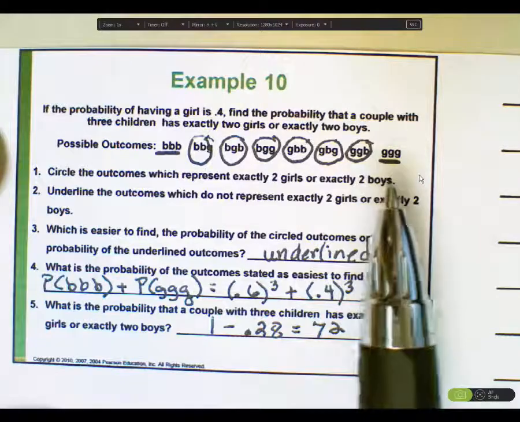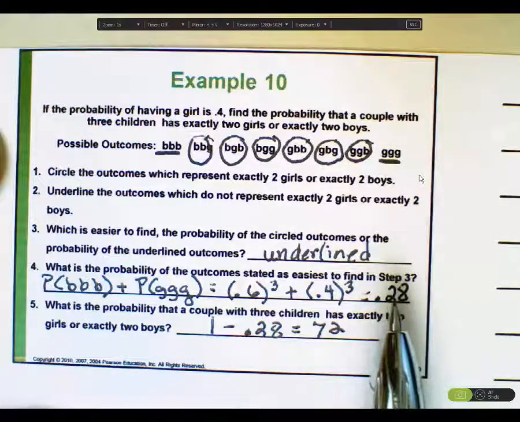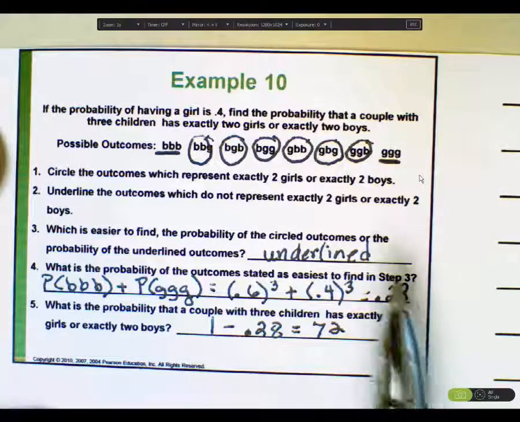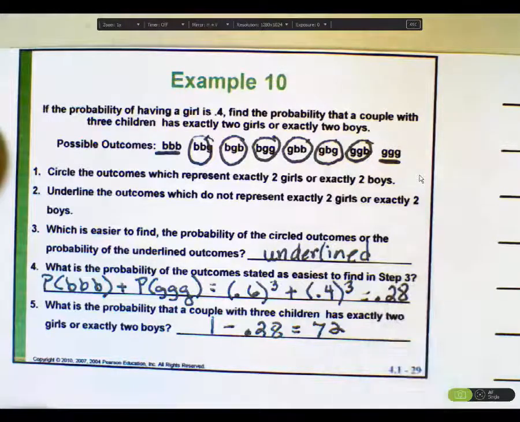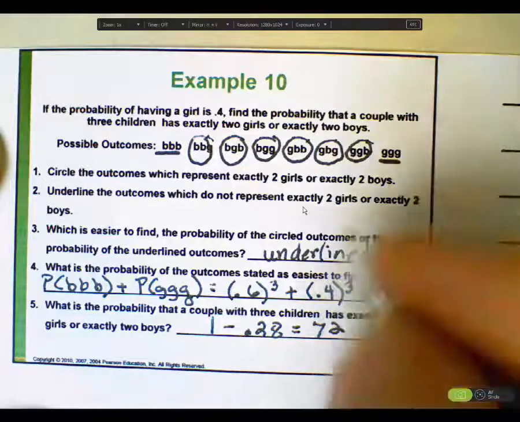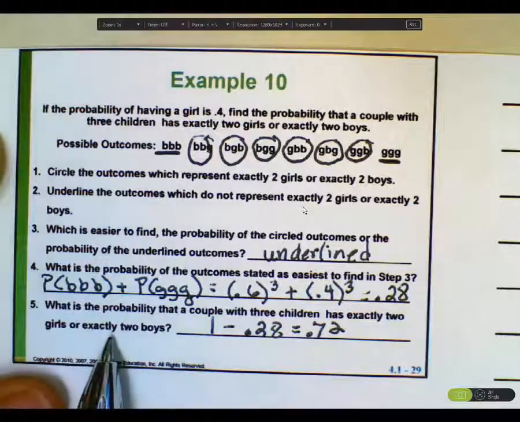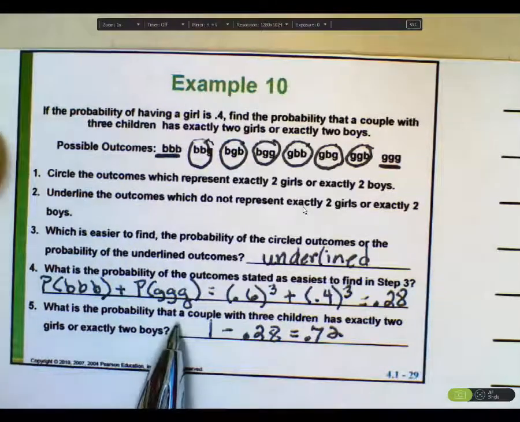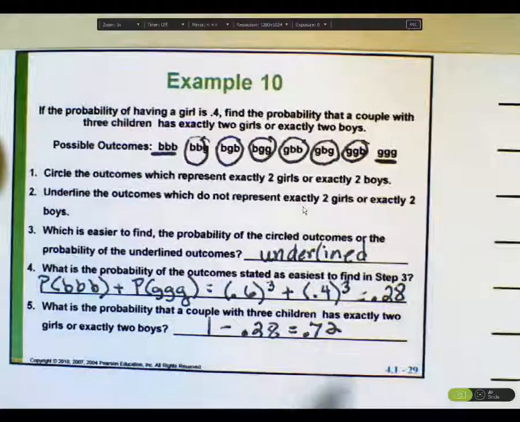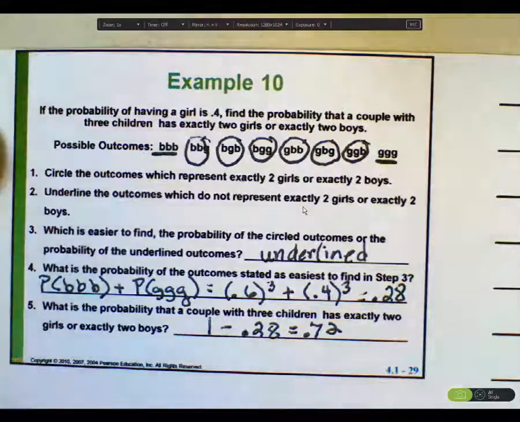It was easier to calculate the underlined probability than the circled probability. So when I found the probability of all boys or all girls, I just subtracted that from 1, and I have the probability of a family of three children having two girls or two boys is 0.72, about a 72% chance that the couple will either have exactly two girls or exactly two boys.